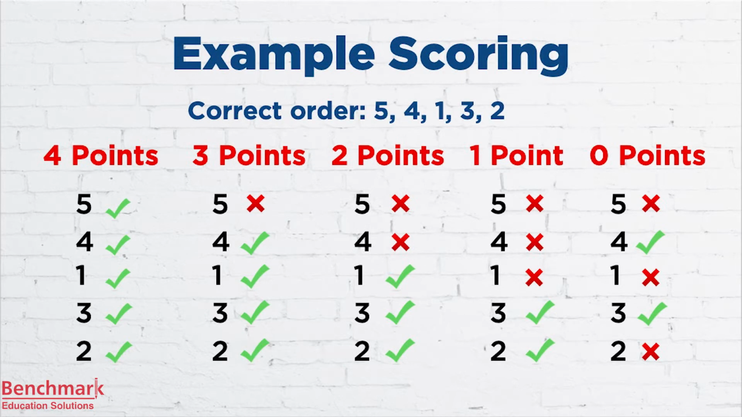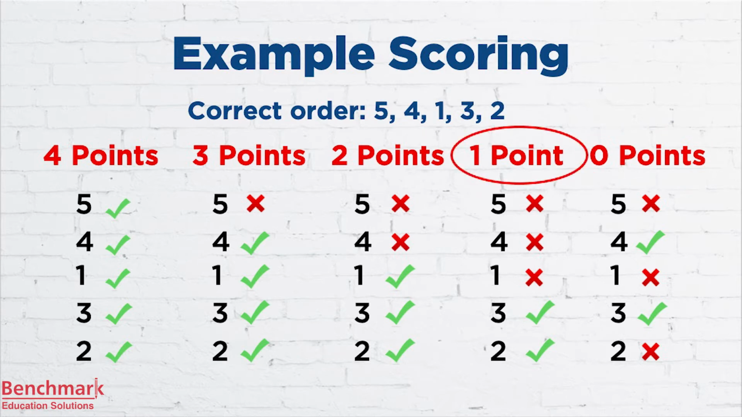In this example, the correct order is 5, 4, 1, 3, and 2. Because this is a test of how a paragraph is put together, it's not enough just to put a sentence in the right place. You need to put 2 sentences together in the right order to earn a point. Notice how in the 0 points column you have 2 sentences in the right place, but they are not together, and you won't earn any points for this.